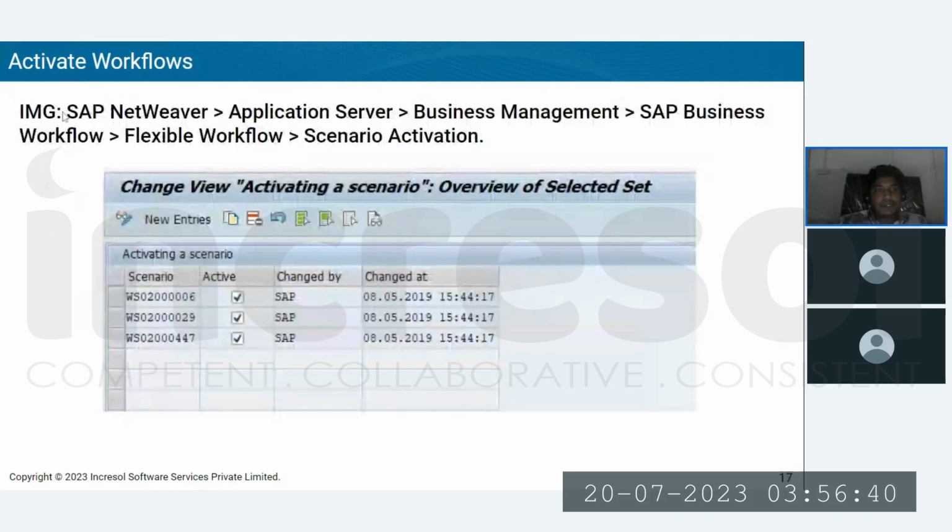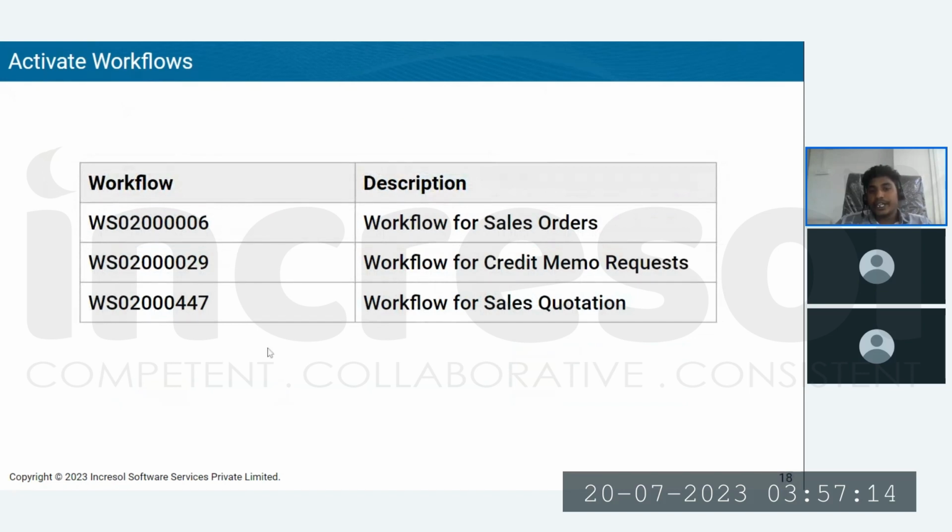Now, activate workflow. As we mentioned, the system is able to adapt the existing functionality, which is a part of the classical workflow. These are the scenarios which have to be activated as part of the flexible workflow activation. For this you have to navigate through SAP NetWeaver, Application Server, Business Management, Business Workflow, Flexible Workflow, then go to Scenario Activation. Here you can find the description of each workflow: workflow for sales order, workflow for credit memo request, and workflow for sales quotation.